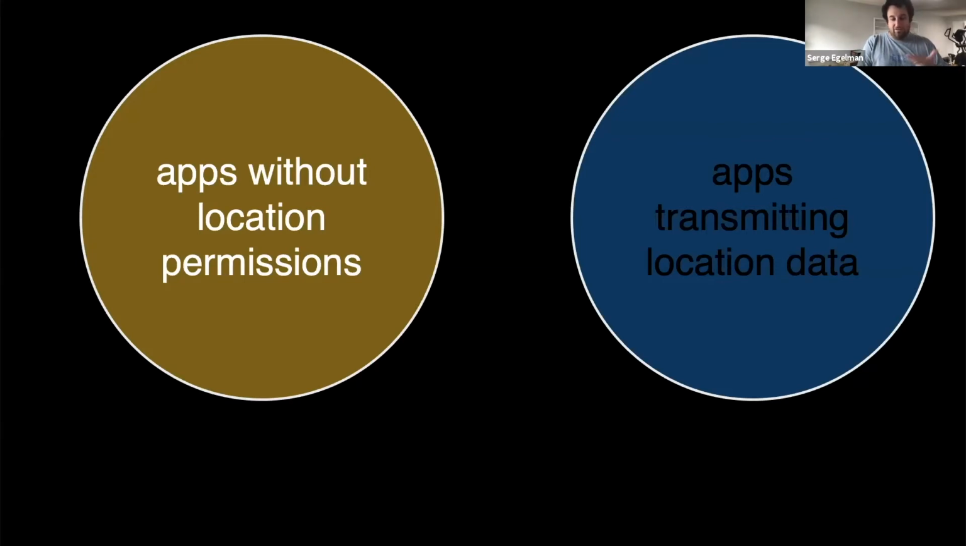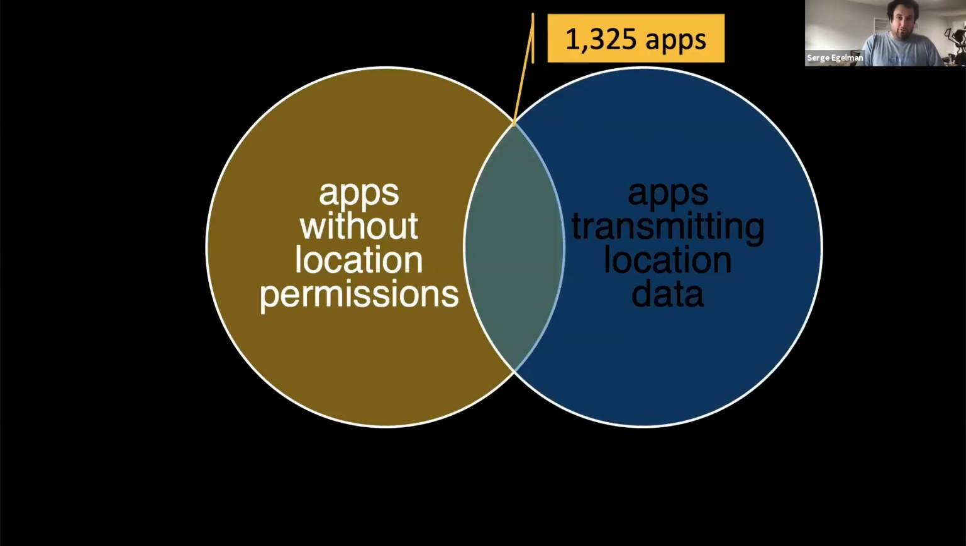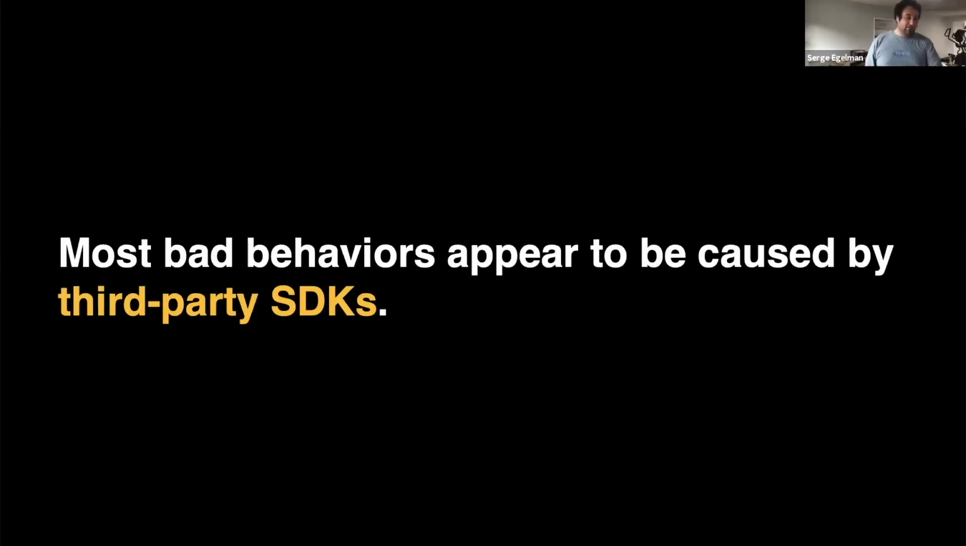And so this allows us to ask questions like: what apps are accessing data without location permissions, and which are the apps that are transmitting location data. In theory this should be null, but we found over 1,000 apps. Since then we've been focused on SDKs, because most of the privacy violations we're observing through all of these studies have to do with third-party SDKs that developers bundle with their apps.